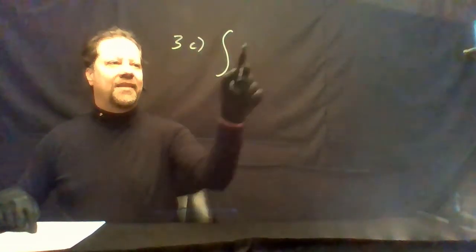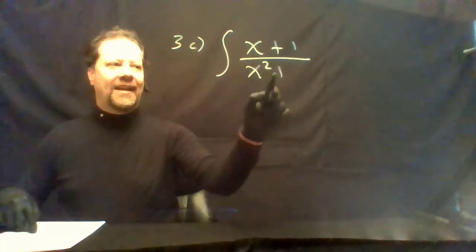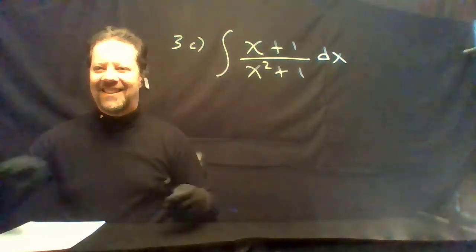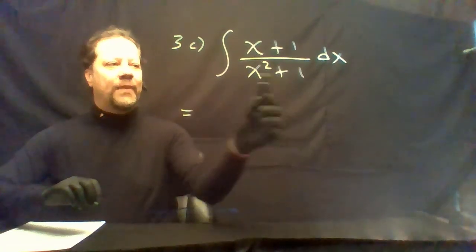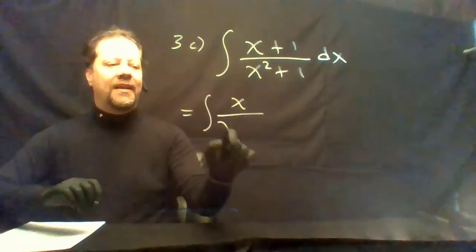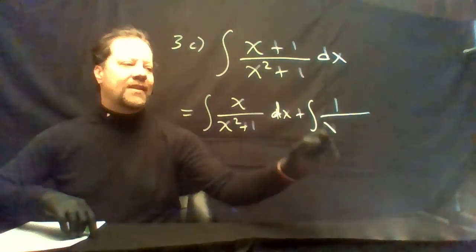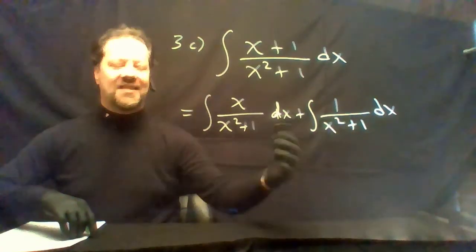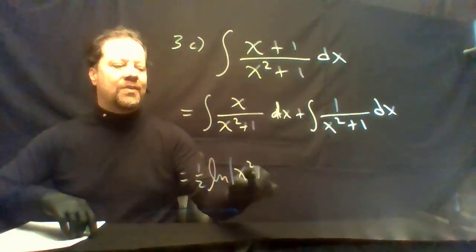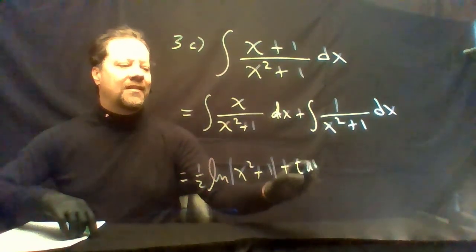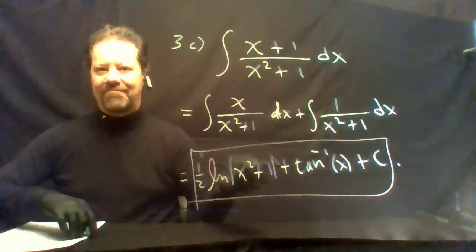On 3c, I give you the integral of x plus 1 over x squared plus 1. This is a kind of mixture of the last two problems. And we can break the fraction into pieces. The integral of x over x squared plus 1 dx plus the integral of 1 over x squared plus 1 dx. This gives us 1/2 times the log of the absolute value of x squared plus 1 plus the arctangent of x plus c. Easy as that.